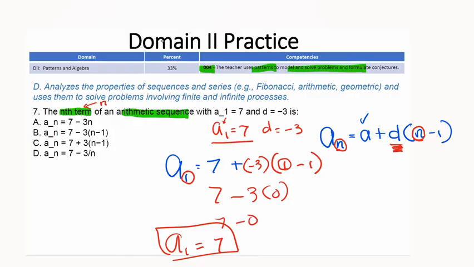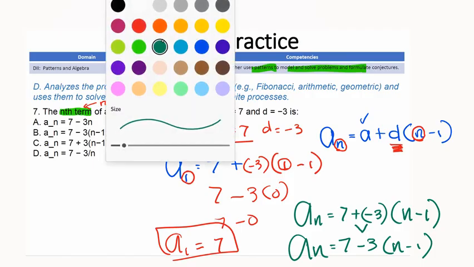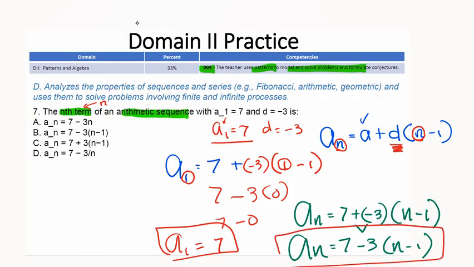Okay, let's use green. So I just need to write a sub n equals 7 plus -3 times n minus 1. Let me solve this. A negative times a positive is -3 times n, so a sub n equals 7 minus 3 times n minus 1. That's what they're asking us to do. What do you think is the answer here? A, B, C, or D? B. You said B, right?